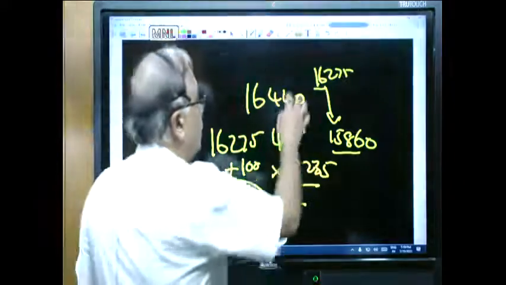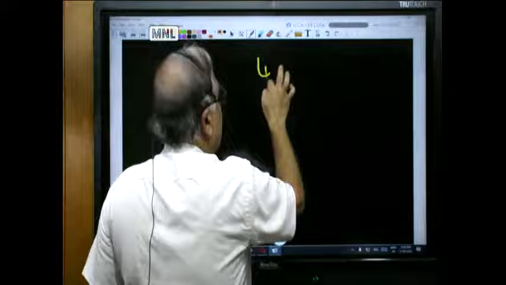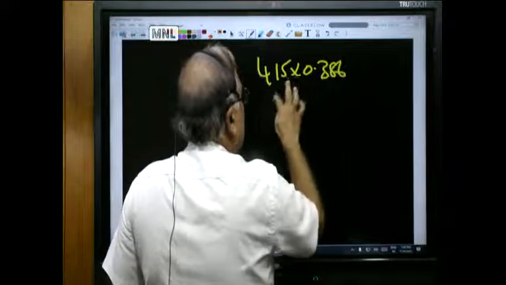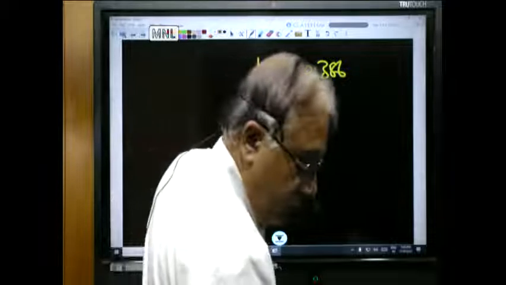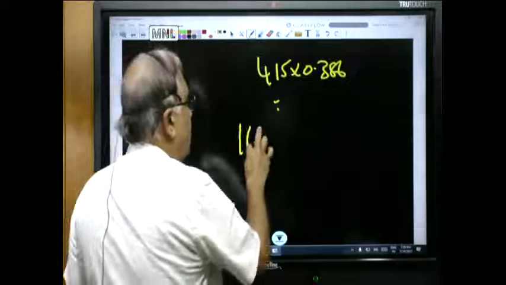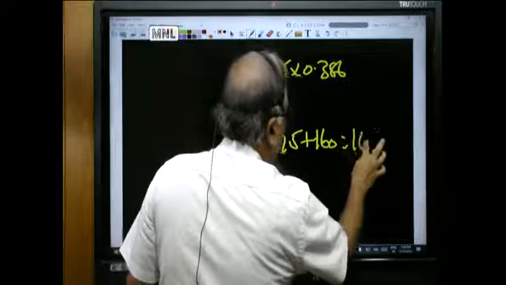So this is one resistance. Then the next resistance will come, if you look at the point, it is 415 into 0.386, right? That is 160 points, 16,275 plus 160. That is 16,435.